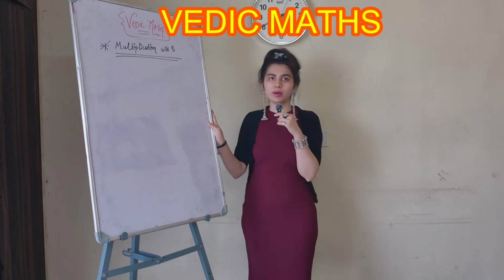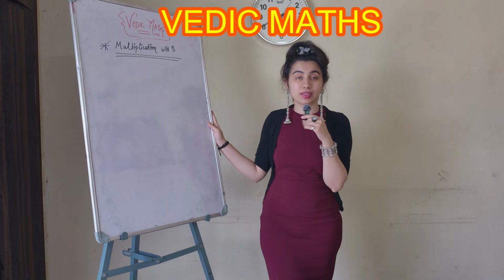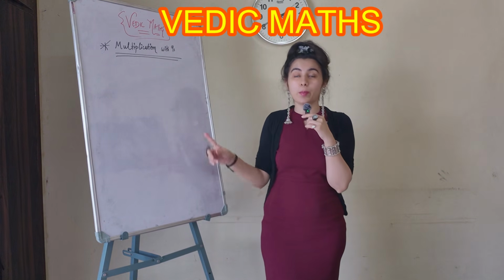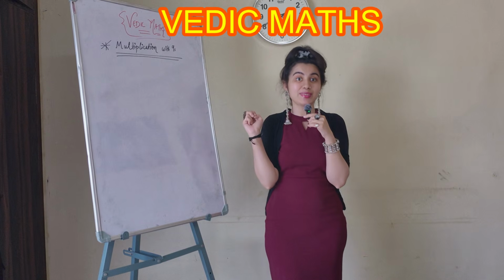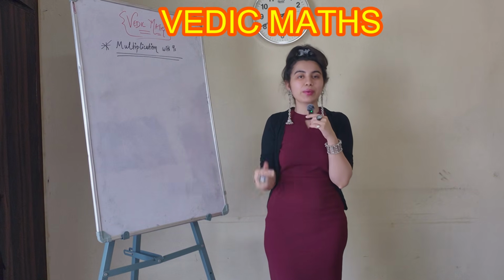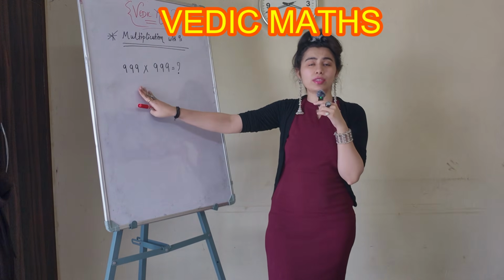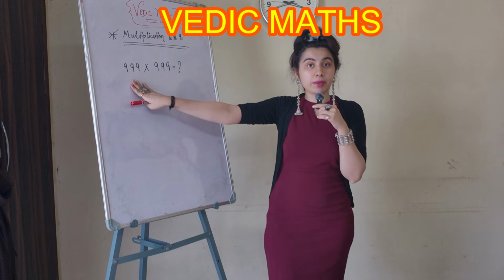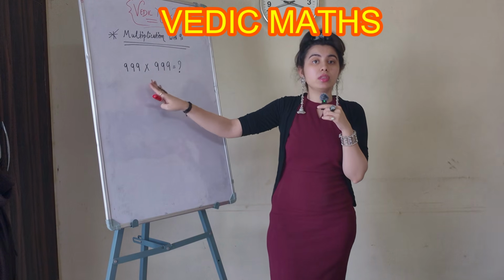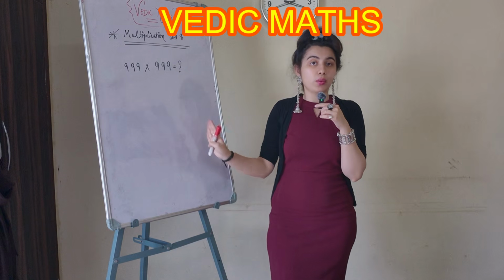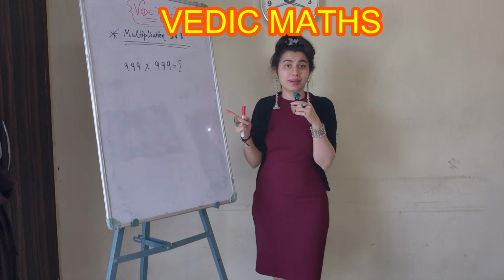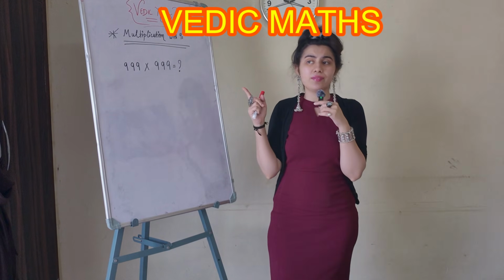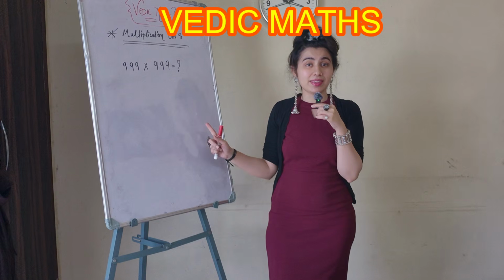So, what did we learn in the last class? We were actually on the topic multiplication with the nines, right? So let's do a quick revision. We were on this topic: when both sides are equal, like the multiplicand and multiplier, both the digits are equal, right? Okay, so this one is very easy, very easy, right?